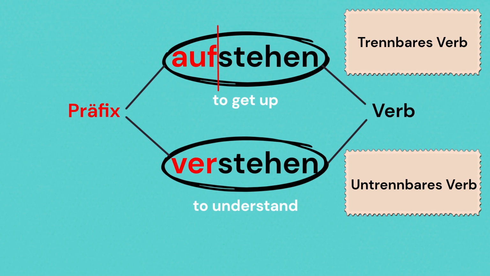Another basic difference between the two verbs is die Betonung, or the intonation. In the case of trennbare Verben, the intonation or the stress is on the prefix. For example, aufstehen. In the case of untrennbare Verben, the stress is not on the prefix, verstehen. Let's see a few examples to understand that.